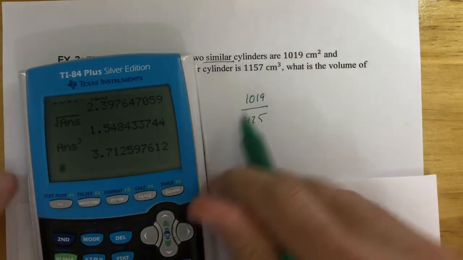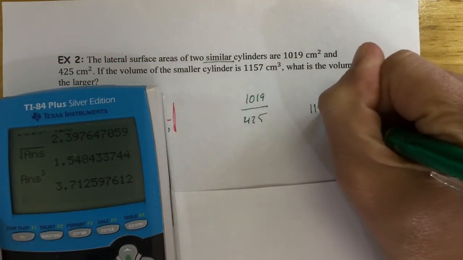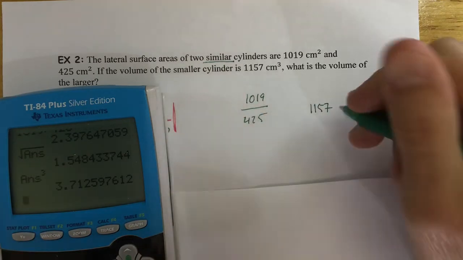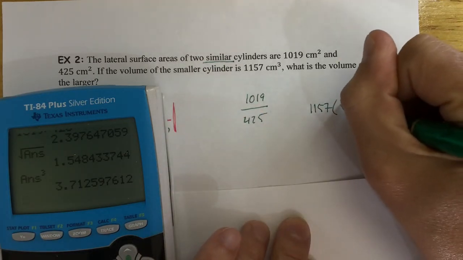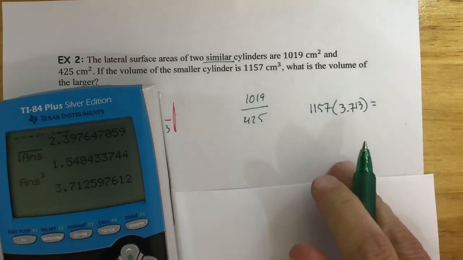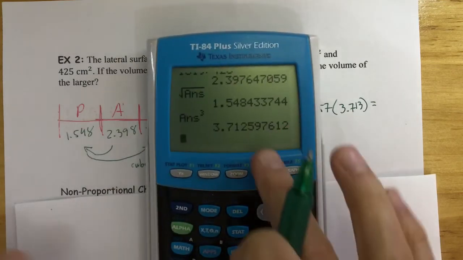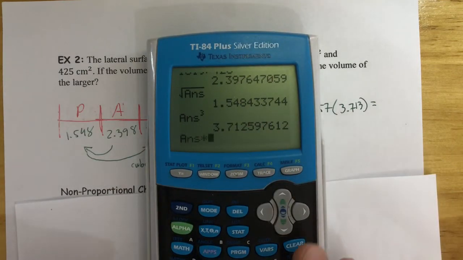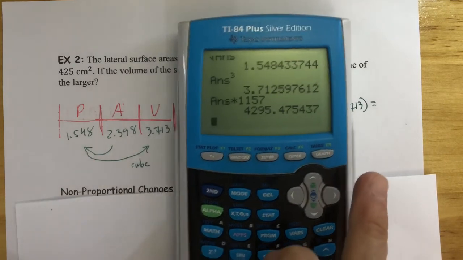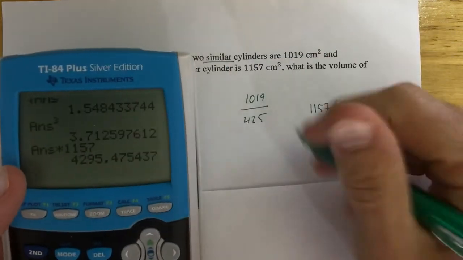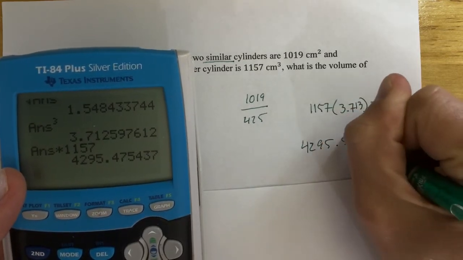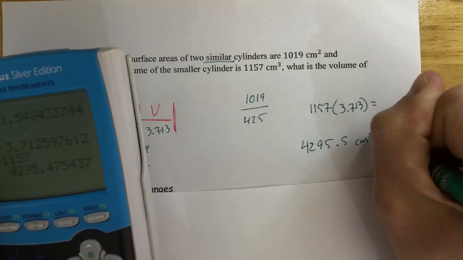All right, well, we've got this 1157. That's going to be the smaller cylinder. So you want to multiply that by our three-dimensional scale factor, and that will give you the volume of the larger one. So I just kept the number in the calculator, multiply that by 1157, and there it is. You get about 4,295, and we'll just say 0.5, and this would be centimeters cubed.